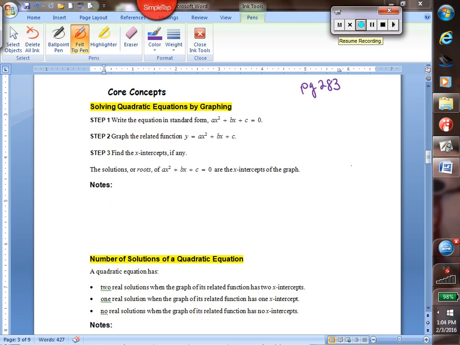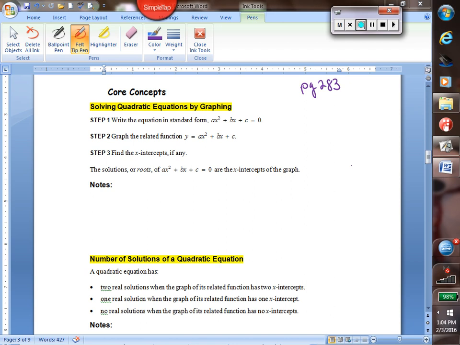On page 283, we're going to start looking at section 9.2 today. Section 9.1, I know we spent a lot of time in it. We looked at a lot of properties of radicals. For the remainder of chapter 9, we're going to be looking at how do we actually solve quadratic equations.